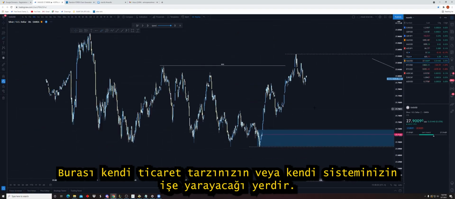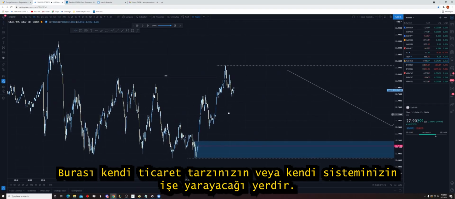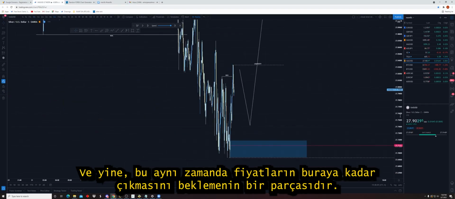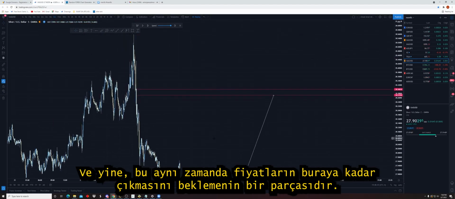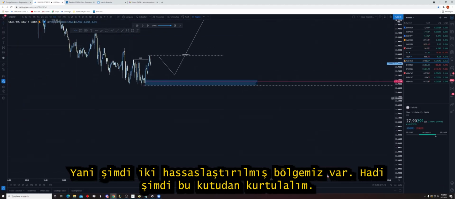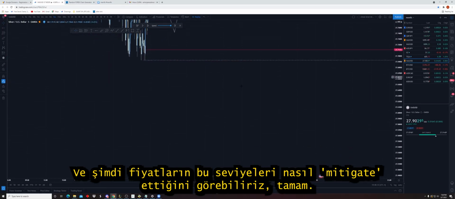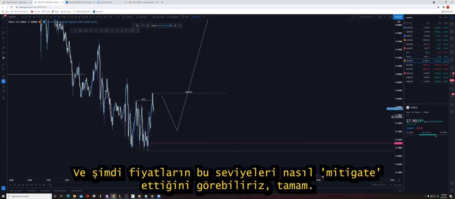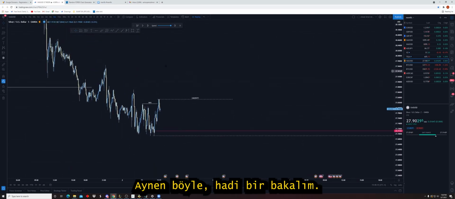This is where your own way of trading or your own system is gonna come in handy, right? And again, this is all still part of expecting price to milk its way up into here. So we're still gonna see both of these. So now we have two refined zones. Let's get rid of this box now. And now we can see how price mitigates to these levels, okay? Just like that. Let's take a look.